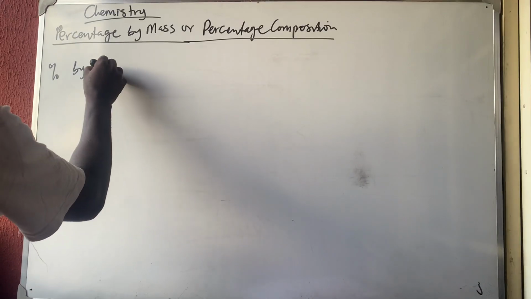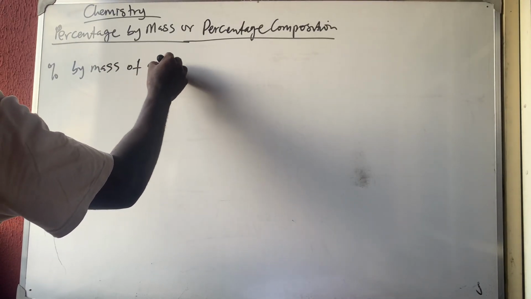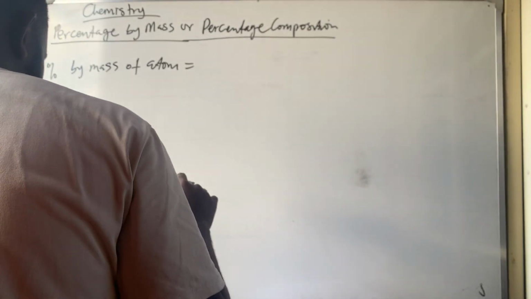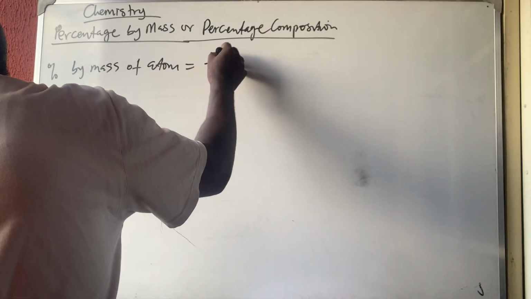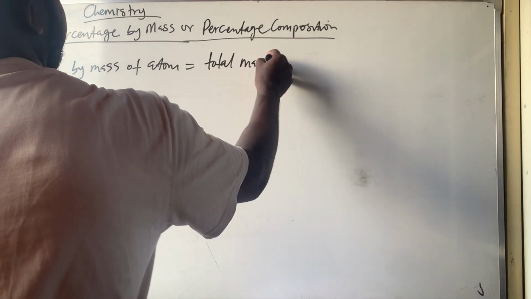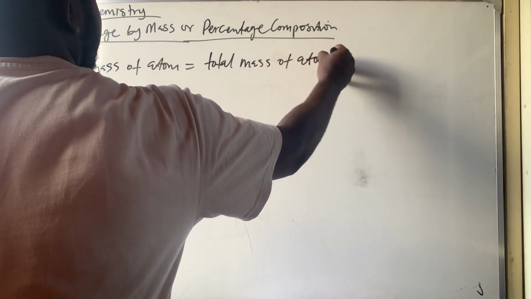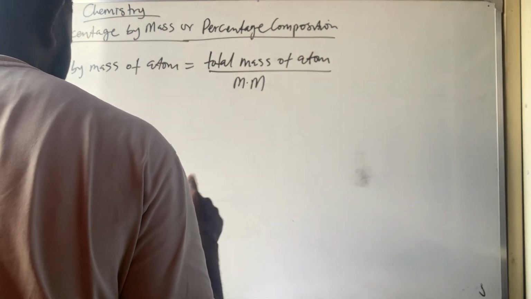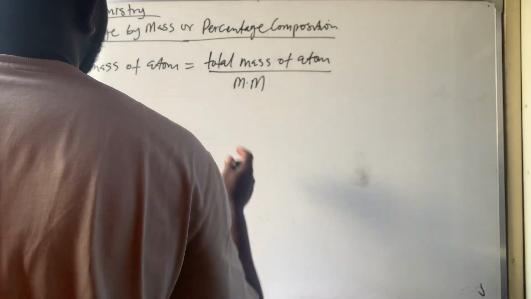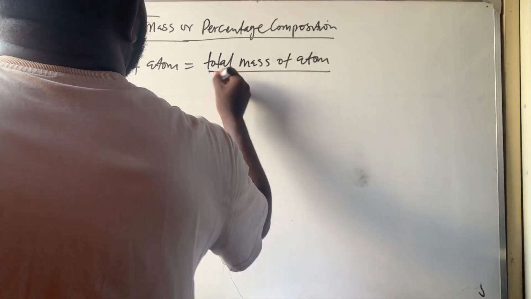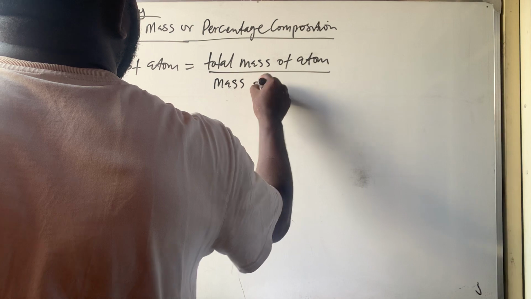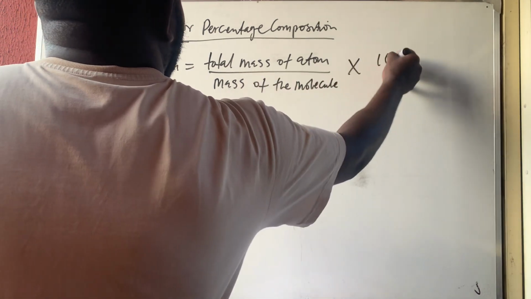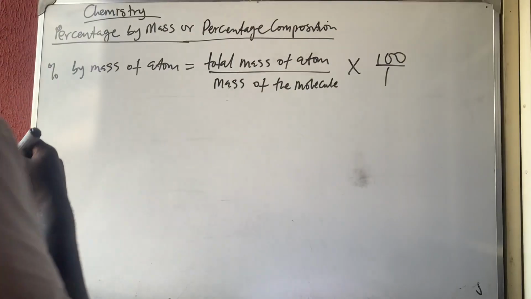Percentage by mass of an atom is simply the total mass of that particular atom you are talking about, all over the molar mass, that is, the mass of the molecule, times 100/1. How do I remember this percentage by mass?